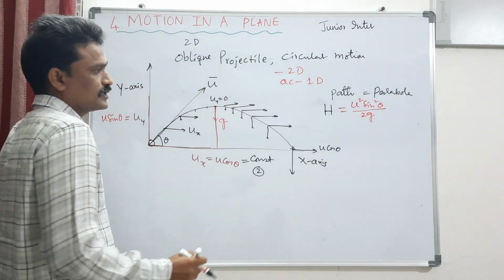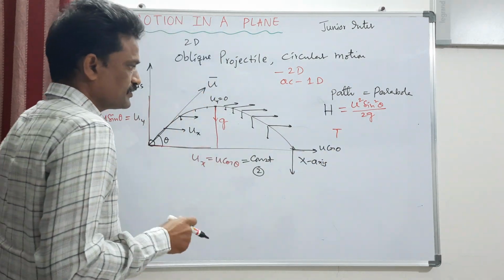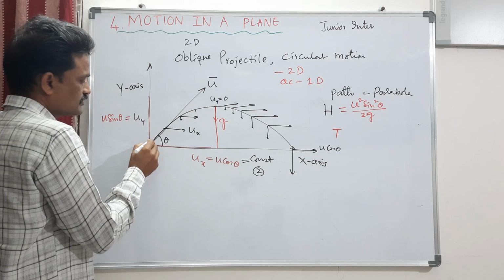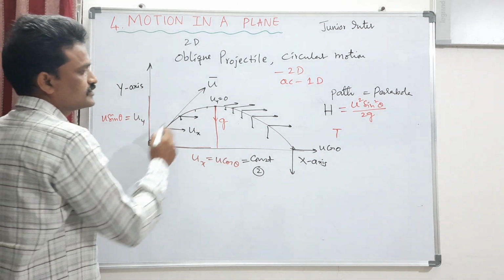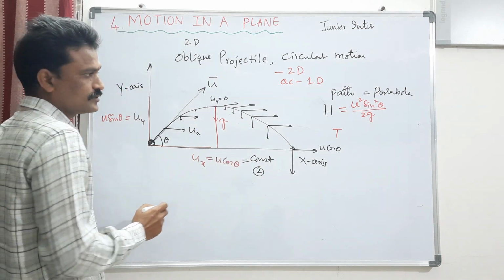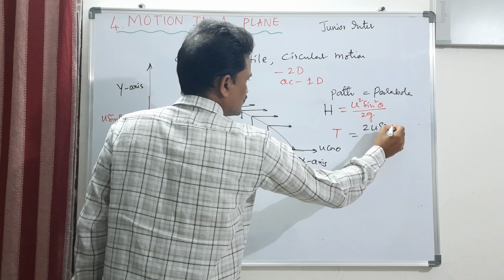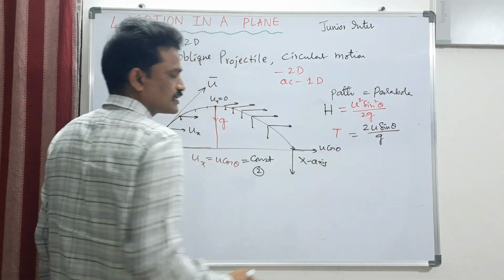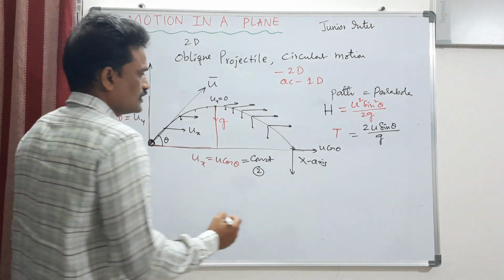And next one, we are going to determine the time of flight. What do you mean by time of flight? The time taken by this stone or something, an object or a particle, to reach this point. So we are going to derive it as t is equal to 2u sin theta by g. This is the expression for the time of flight.